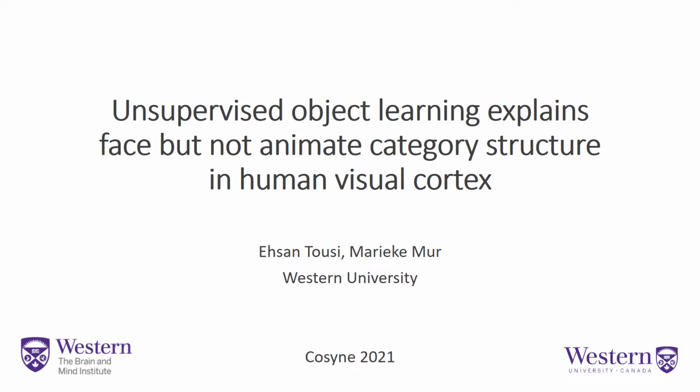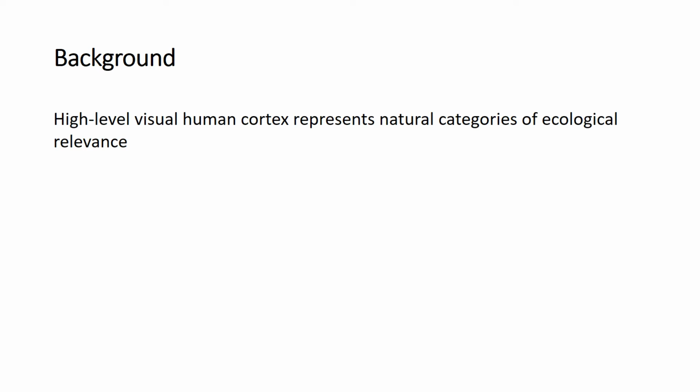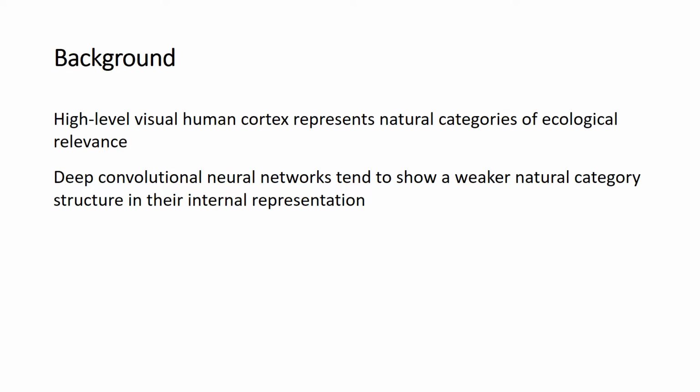The title of my poster is Unsupervised Object Learning Explains Face but Not Animate Category Structure in Human Visual Cortex. Prior works show that high-level human visual cortex represents natural categories of ecological relevance, including faces and animate objects. Deep neural networks, which are currently the best computational models of the primate visual system, tend to show a weaker natural category structure in their internal representation.